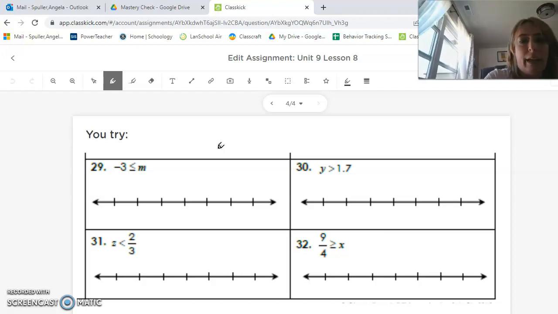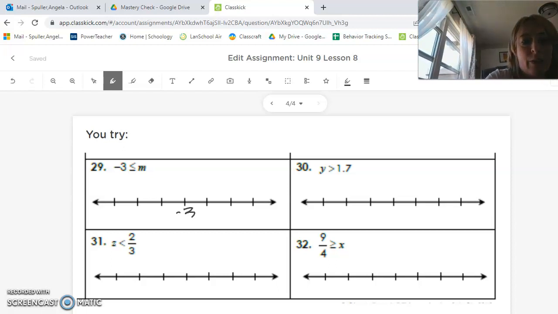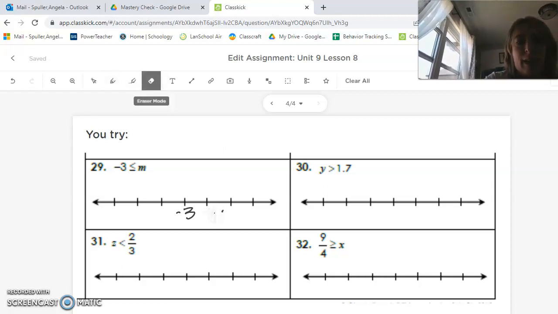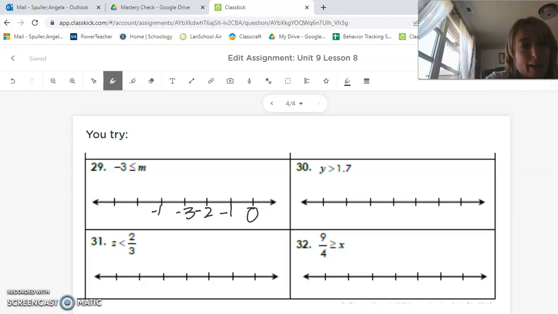All right, for number 29, I'm going to start here with -3, -4. Oops, sorry. What am I thinking? I was counting. Remember, negative numbers get smaller: 2, 1, 0, then -1, -2, -3, -4, -5, and -6. Less than or equal, so we have to close our circle. Less than goes to the left.